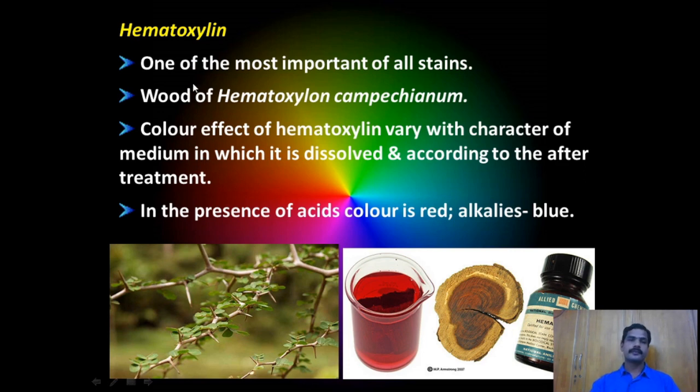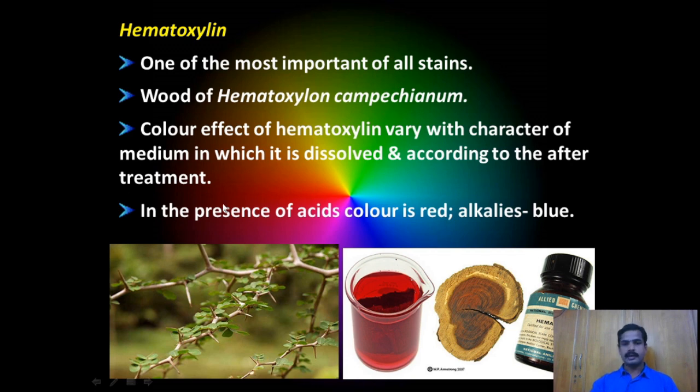The second one is hematoxylin. It is one of the most important of all stains used in cytological preparations. It is obtained from the wood of Haematoxylum campechianum, a member of Fabaceae, formerly Mimosaceae. The color effect of hematoxylin varies with the character of the medium in which it is dissolved, and according to the treatment after the staining procedure.